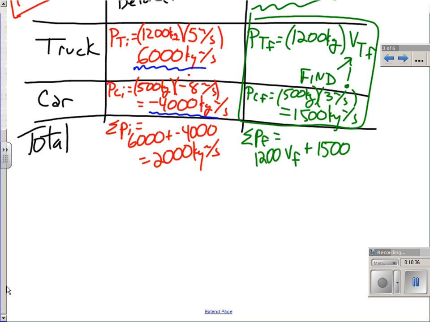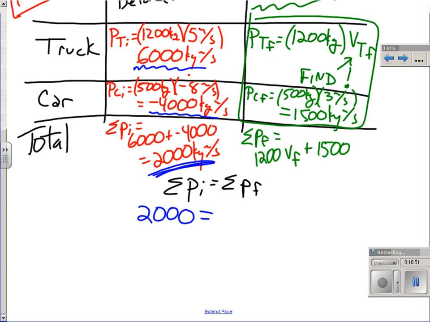Conservation of momentum tells me the total momentum before the collision is equal to the total momentum after the collision. So here we go. Total momentum before the collision is right there, 2,000, right? Well, that's got to equal the total momentum after the collision. That's this. Okay. So solve it. A little bit of algebra.